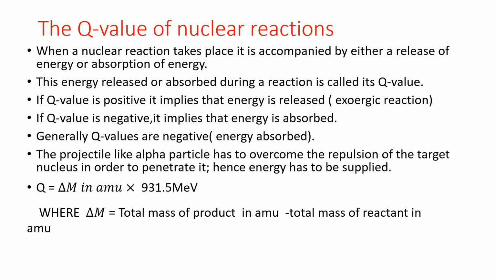Now this difference is called delta M, and when you express delta M in atomic mass units and multiply it with 931.5 mega electron volts, which is the value of energy for 1 AMU, you will get the value of Q. So Q is equal to delta M expressed in AMU into 931.5 mega electron volts. So the Q value tells me about how easily a particular nuclear transmutation can take place.